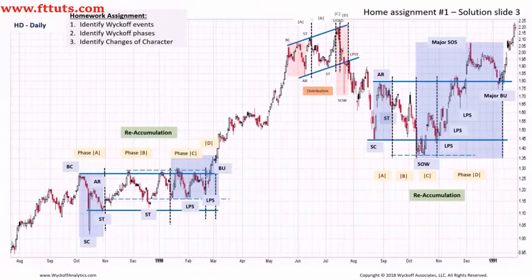Okay, so I put phase A here at this test. I'm thinking that still, this is phase A right here. But let's just leave it as is. Okay, let's see what kind of questions we have.